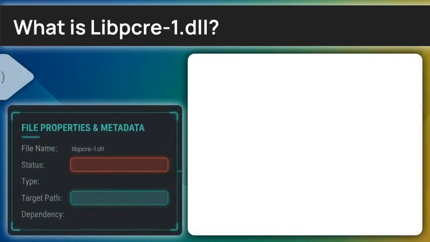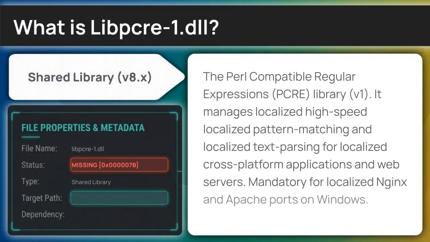This is the libpcre-1 library, the Perl Compatible Regular Expressions, PCRE library, v1. It manages high-speed pattern matching and text parsing for cross-platform applications and web servers. Mandatory for Nginx and Apache ports on Windows.